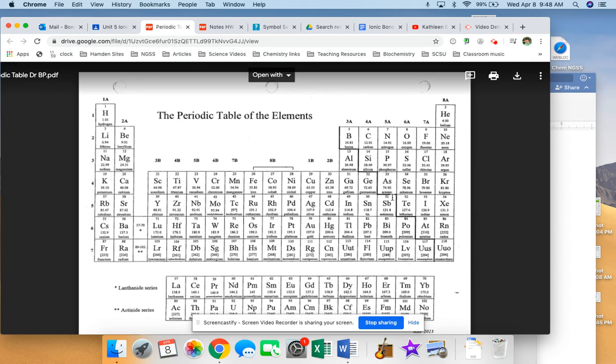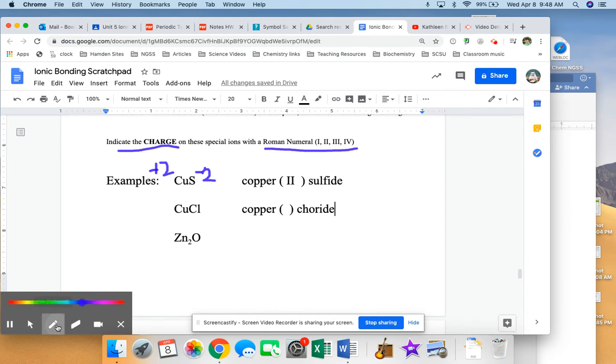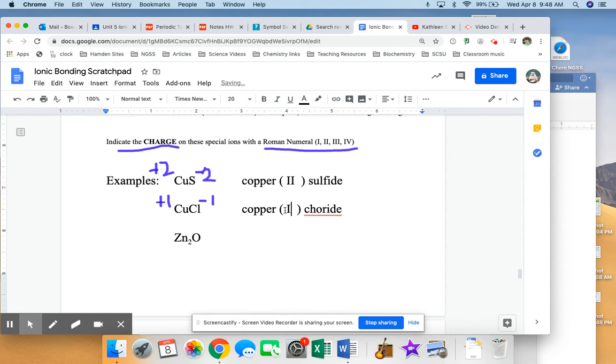Cl, we have to do the negative charge first. Cl is over here in the 7A column, which means it has 7 valence electrons. It wants 1 more. So that means chloride has a -1 charge. To balance out the -1, you need a +1 charge because +1 and -1 balance each other out. This copper has a +1 charge. So that means it's going to have a 1 Roman numeral, because that Roman numeral indicates the charge, not how many they are.